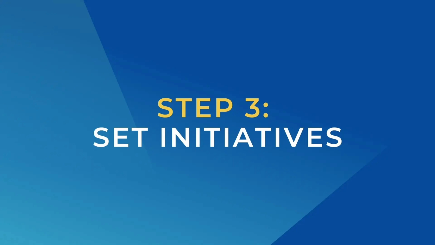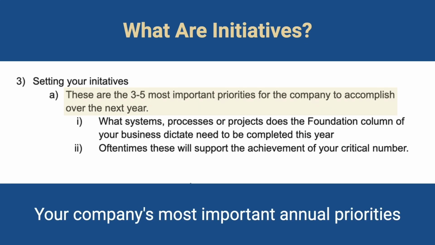So once you set your critical numbers, then we move on to step 3, which is setting your initiatives. So your initiatives are essentially the 3 to 5 most important priorities for the company to accomplish over the next year. And where the goals and critical numbers that we just set were metric based, the initiatives are going to be more so longer term, bigger picture system implementation, process implementation, or projects that the foundation column of your business dictates needs to be completed this year.